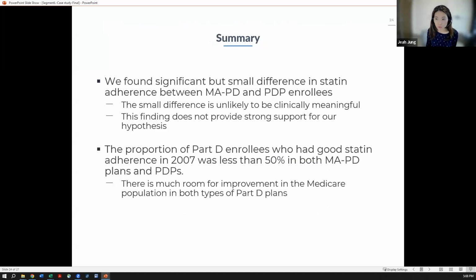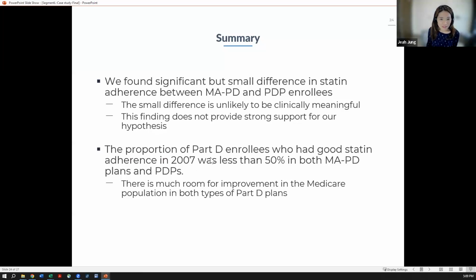So in summary, we found a significant but very small difference in statin adherence between MAPD and PDP enrollees. We don't think this difference was clinically meaningful. So we concluded that our finding did not provide support for our hypothesis.